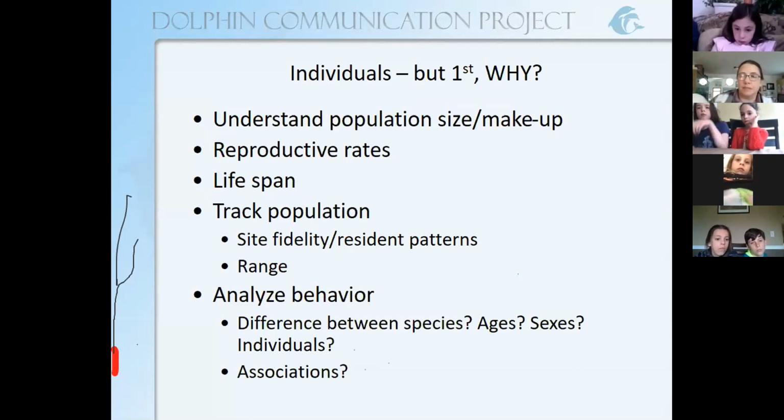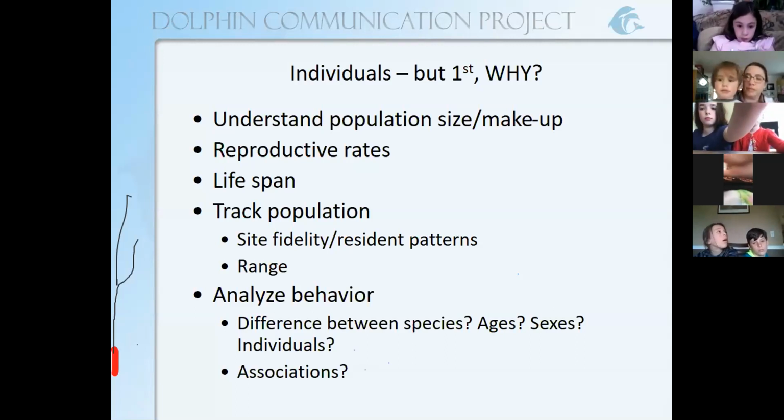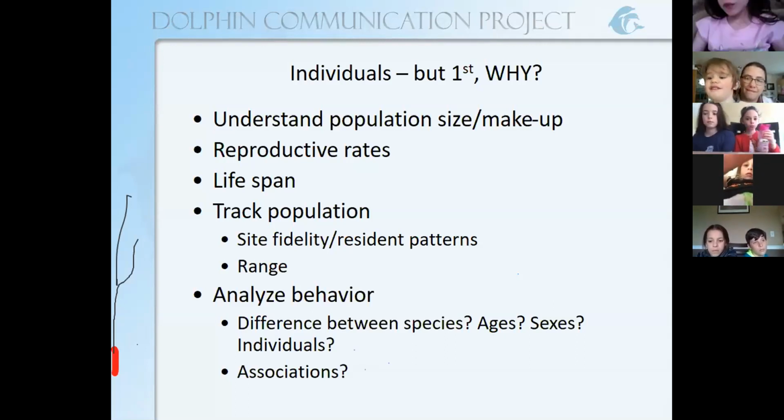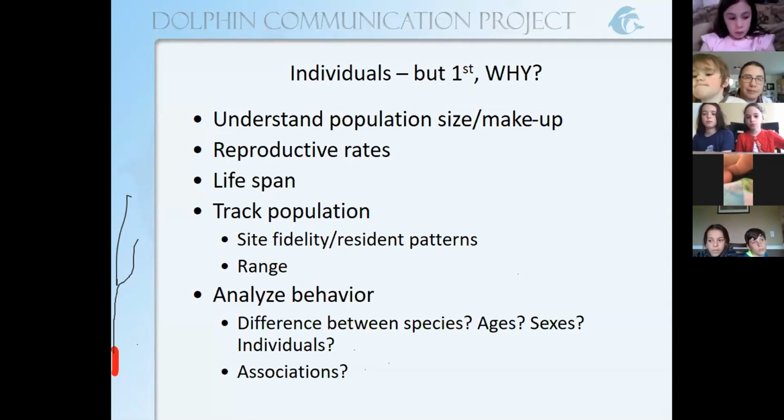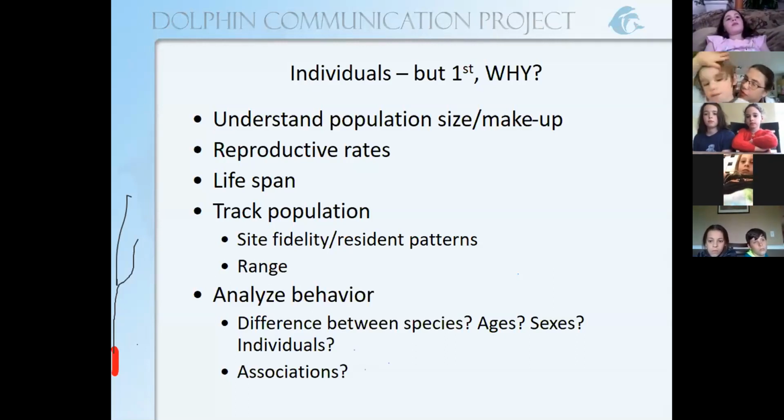We also want to know where the dolphins go. How far do they go? Do they spend all their time around here? Or do they go far, far away? For those of you who've maybe been to the east coast of the United States, scientists have seen the same bottlenose dolphins off New Jersey and then off North Carolina. So they know the dolphins travel that distance.